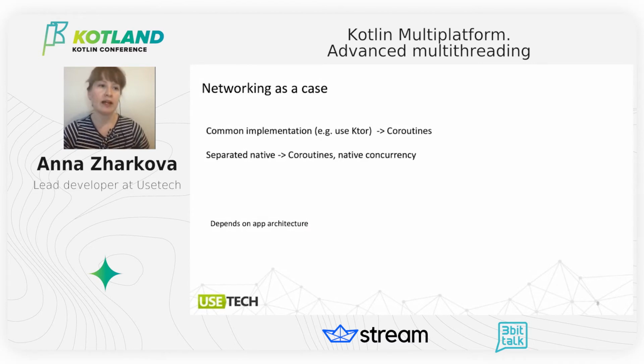We can implement networking with concurrency in a Kotlin Multiplatform application in the common part with a common implementation, for example, using a network client such as Ktor. And to deal with concurrency, we need coroutines. Also we can implement networking separately in the native iOS main and Android parts and use coroutines as native concurrency. It depends on your architecture.